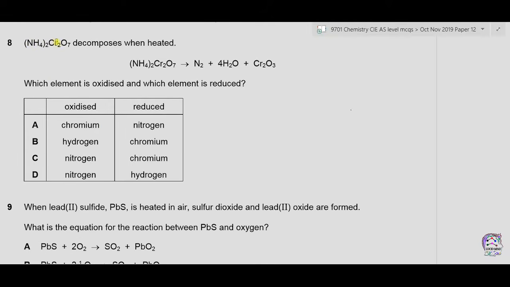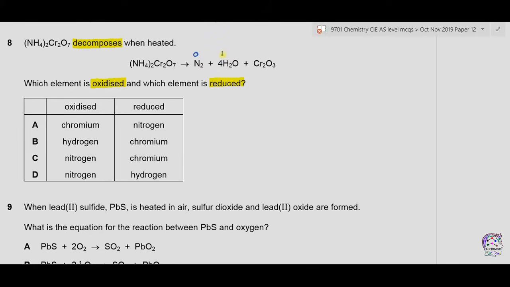Question 8. Ammonium chromate decomposes when heated. The products are nitrogen, water and chromium trioxide. Which element is oxidized and which element is reduced? Let's find the oxidation states of these elements. Now we know that nitrogen is in molecular form, so therefore the oxidation state of nitrogen here is 0.